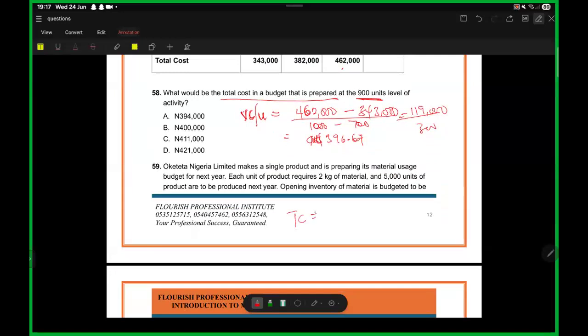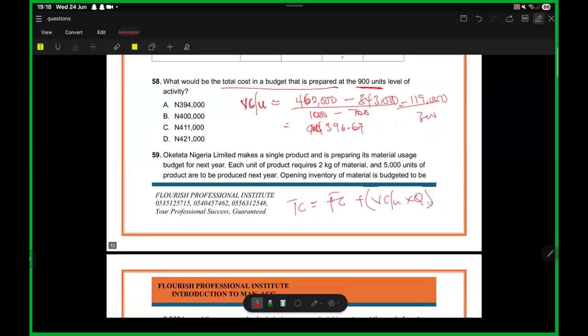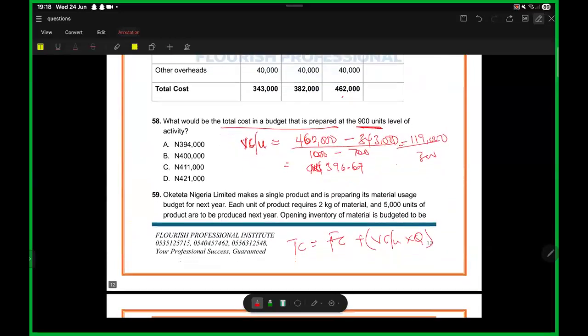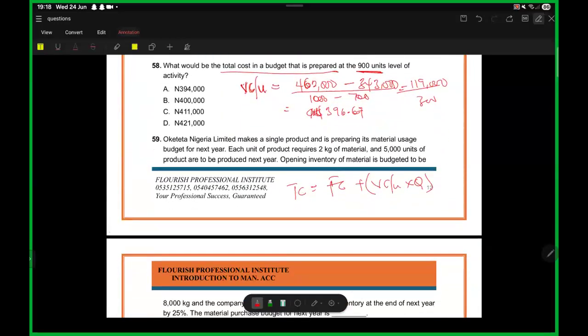So we say total cost is equal to what? The fixed cost plus the variable cost per unit times the quantity. I can pick any of these units to do that. So let me pick the 700. The total cost of the 700 units is 343,000, minus the fixed cost plus the variable cost, which is 396.67 times the units, 700.